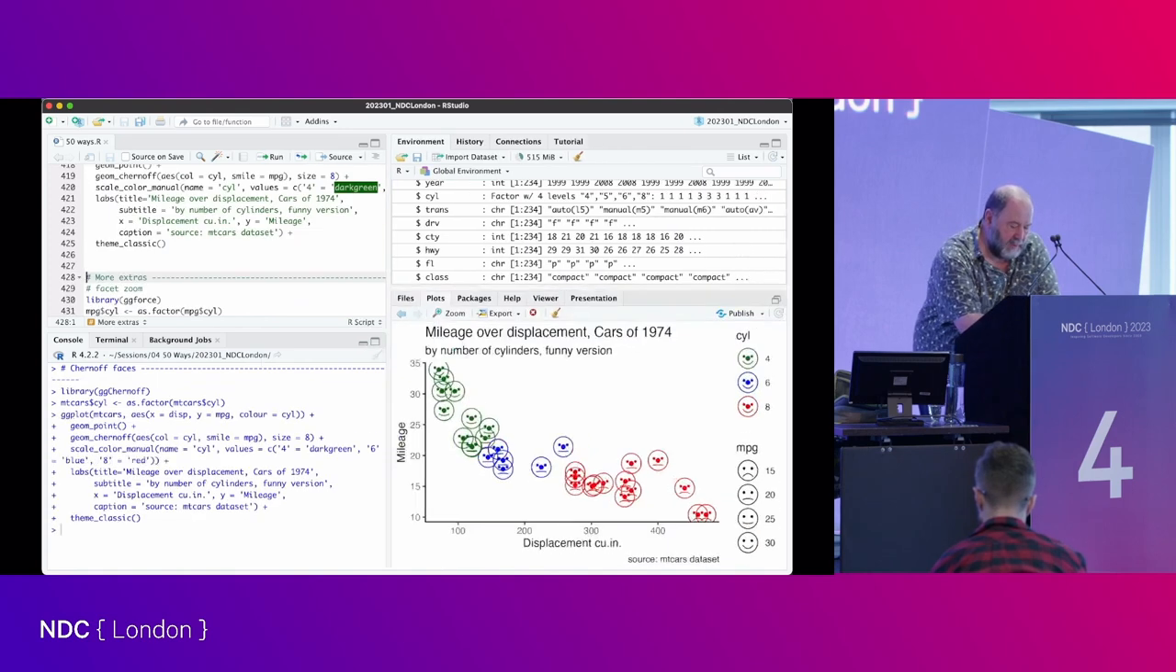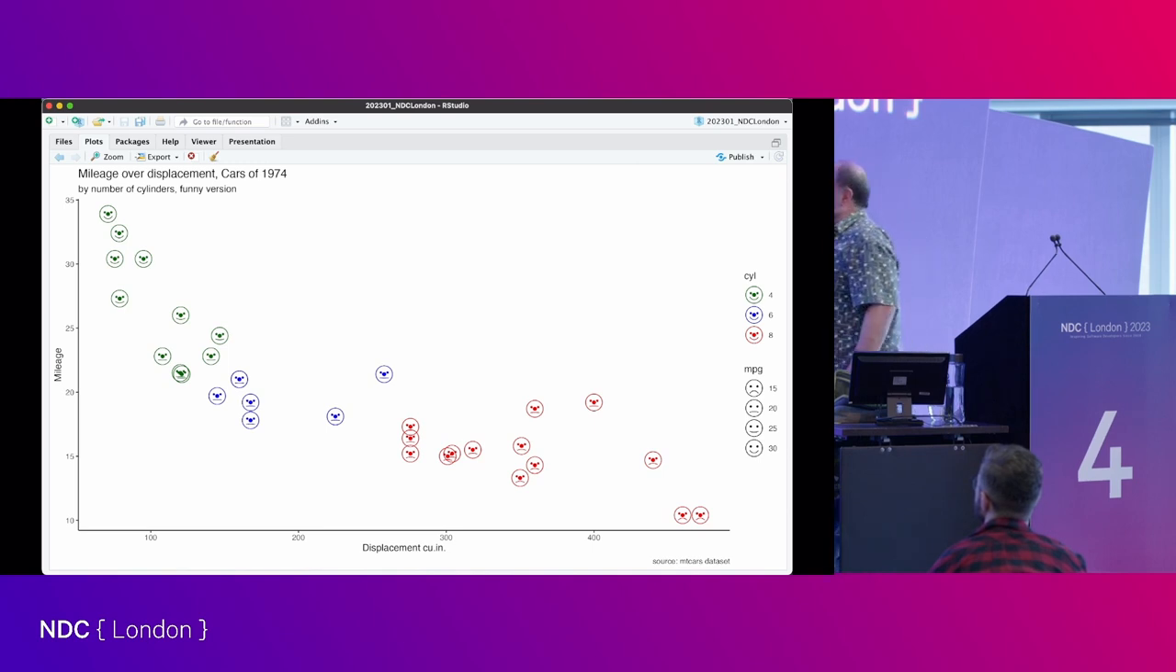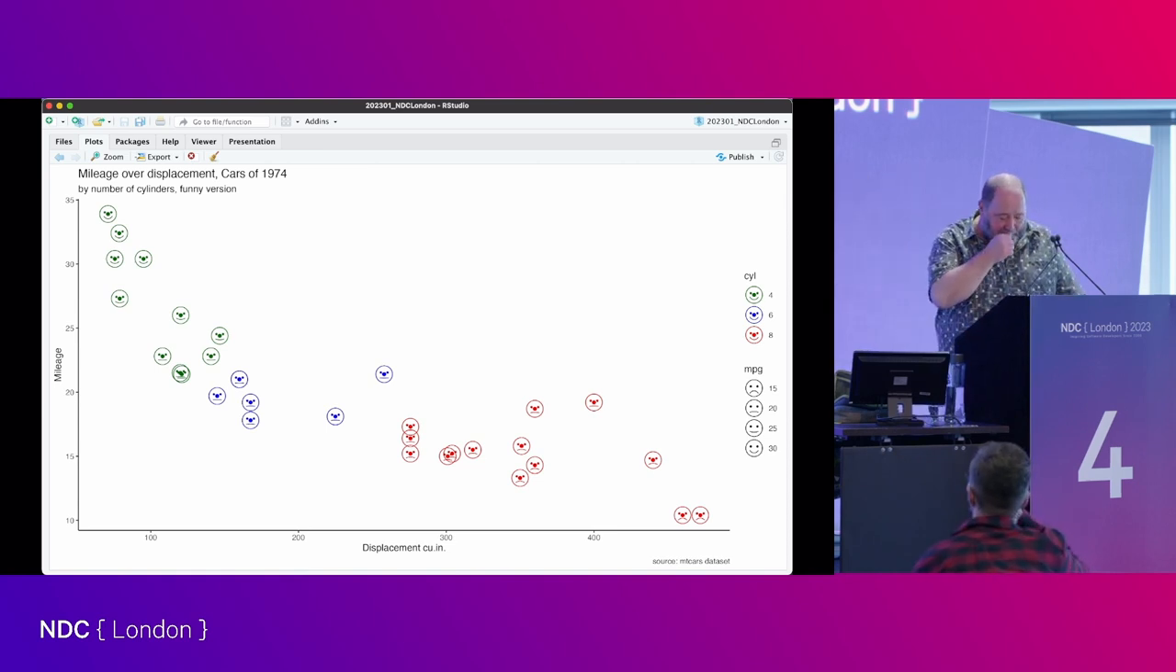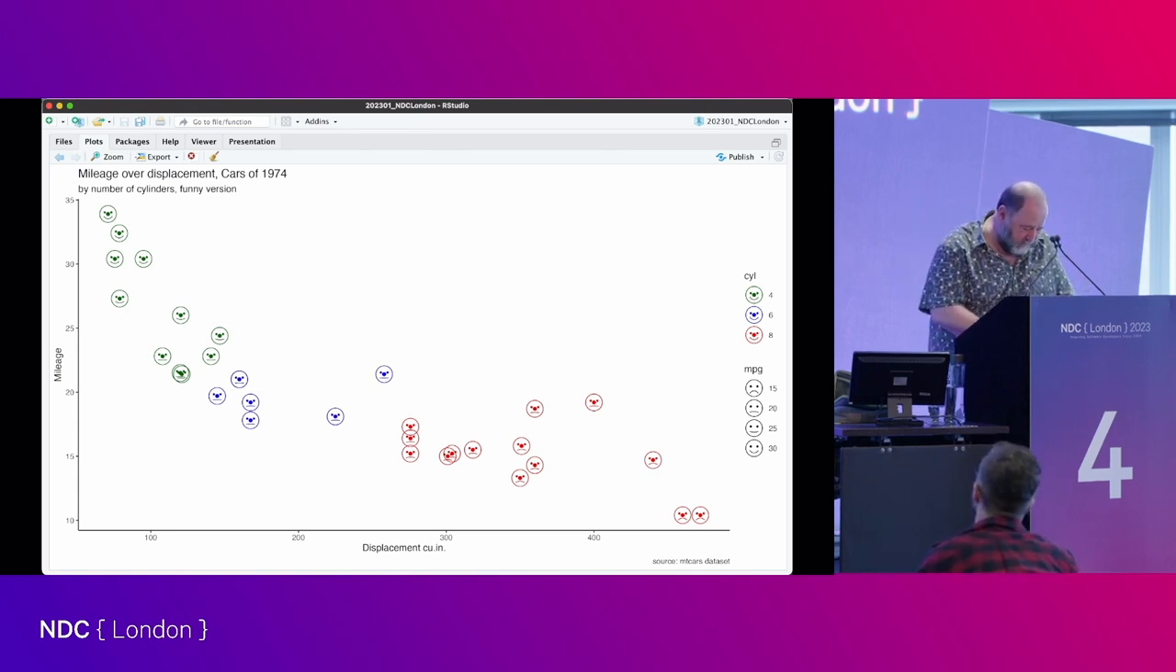Maybe can I make you smile with those? The so-called Chernoff faces. So the guy, probably a Russian, called Chernoff, invented these. So you can see that we have displacement and mileage again. We have color-coded cylinders, and we have smiling faces where the mileage is high and it goes down to you driving a gasoline guzzler, where the mileage is really low. Yeah, something to cheer folks up. Maybe it's not if you present to your C-suite executives. Don't do that.